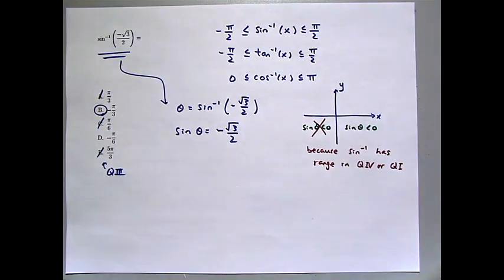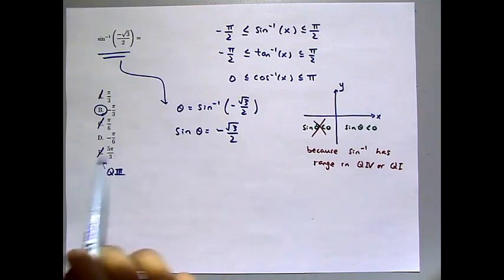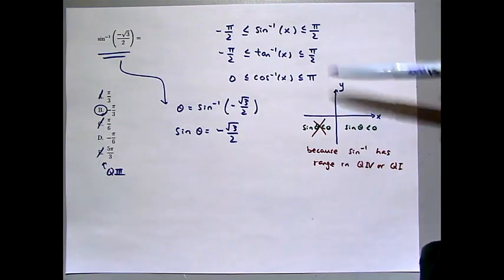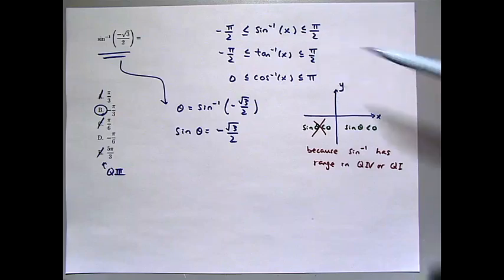Okay, like I said, when we gave this exact same problem last semester, about half the people got it wrong. A lot of people chose 5 pi over 3. You got to remember the range of these 3 inverse trig functions. Questions? Okay, the next one I want to do is, let's do this one.